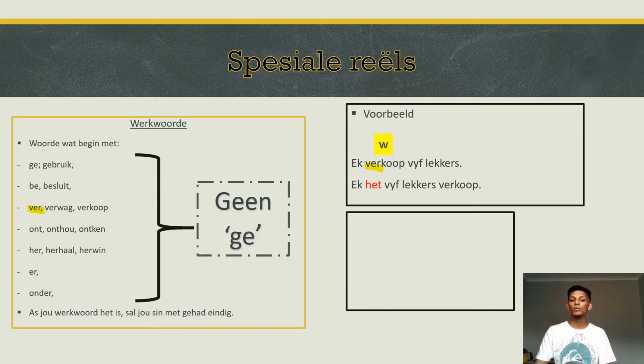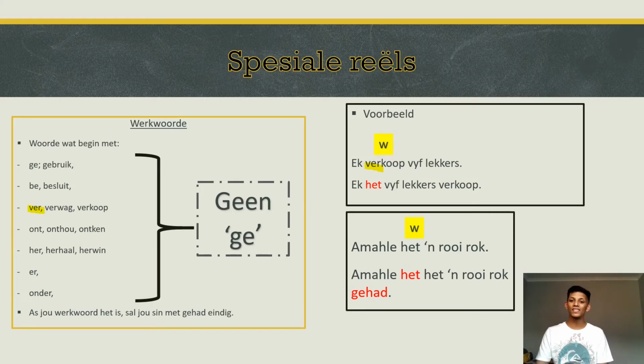The next special rule, as jy werkwoord het is. If your verb is a het, if het is your werkwoord, your verb, sal jou sin met a gehad eindig. Your sentence will end on gehad. So let us use an example to better understand this. Amahle het 'n rooi rok. My werkwoord in die sin is het. So the rule is, if you have a het as your verb, what is at the end of our sentence? Gehad. Ons antwoord sal wees Amahle het.